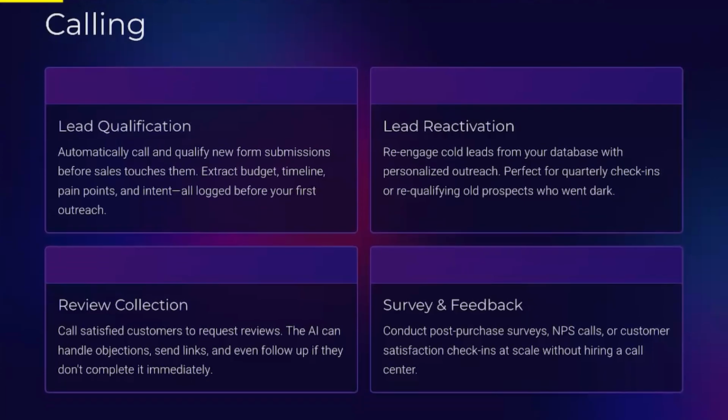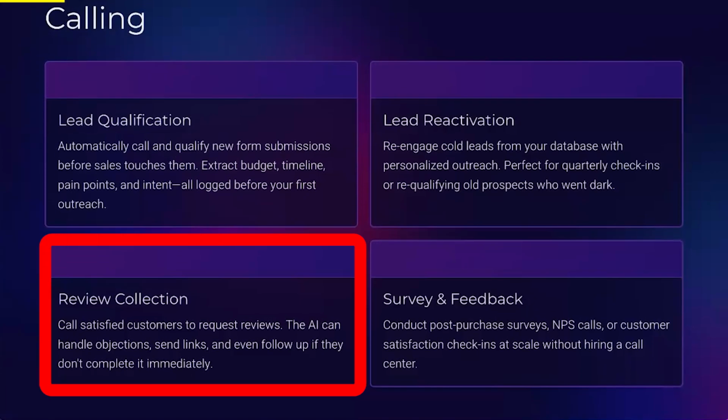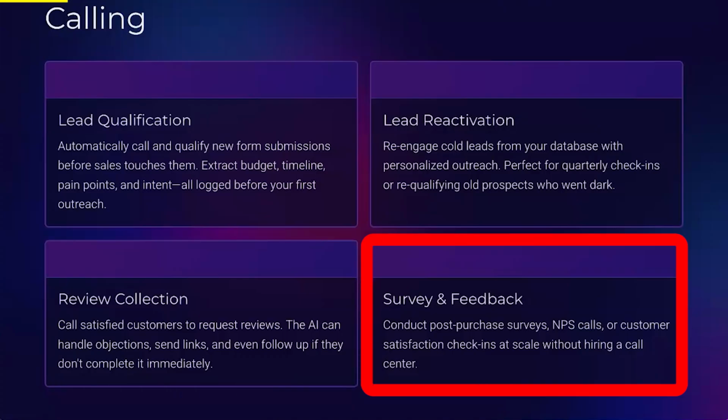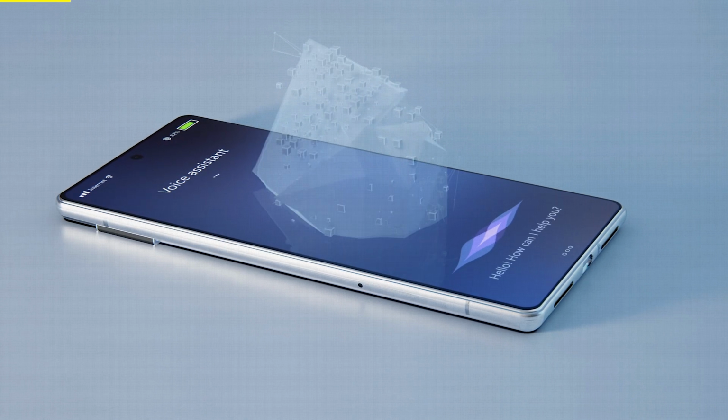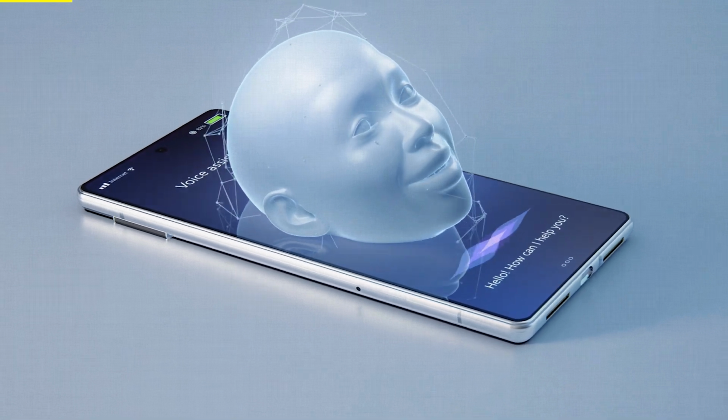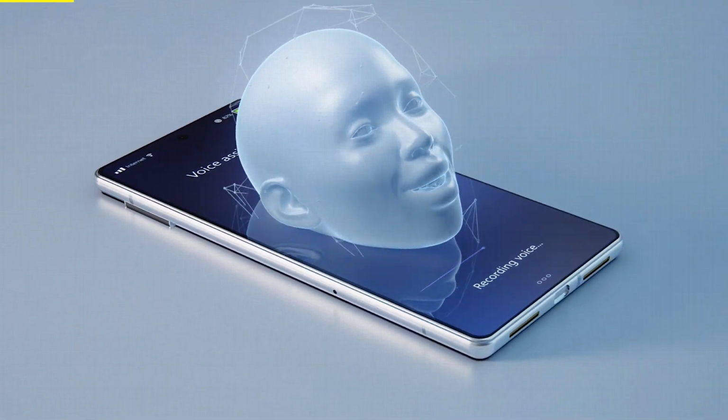You can do review collections, so you can call satisfied customers to request reviews, right? And then you can have survey feedback, so conduct post-purchase surveys, post-onboarding surveys. Even when a new client signs up, you can trigger this AI outbound caller to call the lead to book them in for an onboarding call, right?